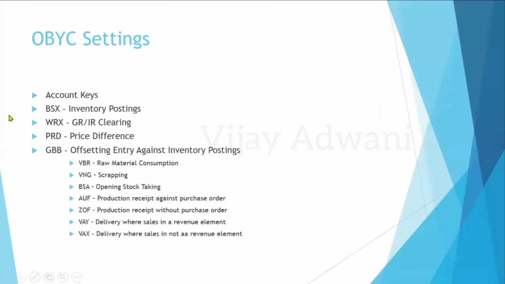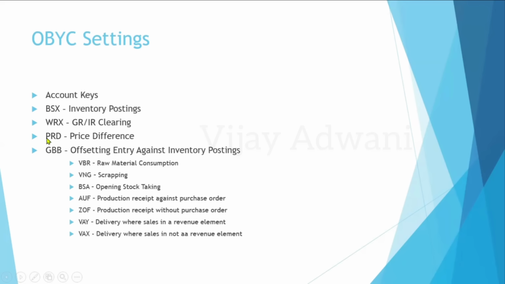Now what next is basically, if you see, we have done it against BSX, we have done against WRX, we did it against GBB raw material consumption. Besides this, you can see others also, like production receipt against purchase order, delivery where sales is a revenue element, delivery where sales is not a revenue element. Now this is production receipt. So basically this is all related to fixed assets. So we will not be using any of this right now. We are looking for FIMM integration. Hence I have used the raw material consumption general modification, that is VBR.